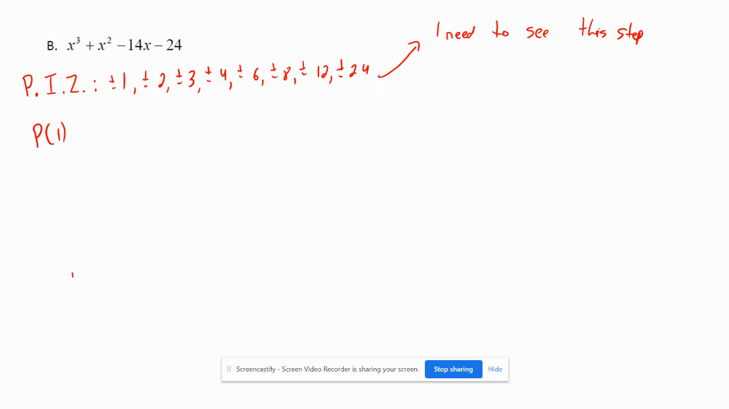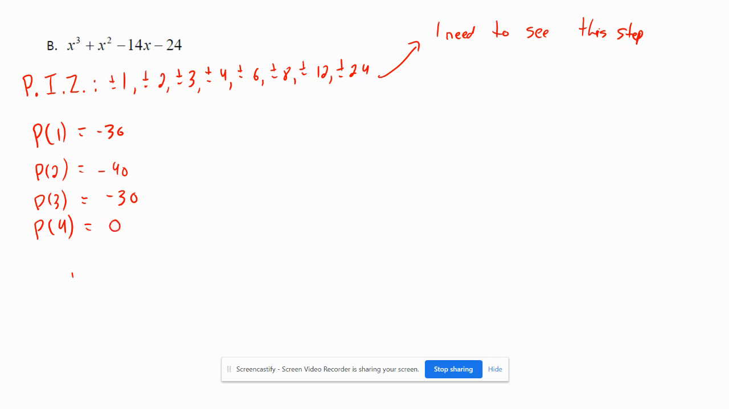So let's test 1. I go 1 cubed plus 1 squared minus 14 times 1 minus 24. This equals negative 36. I'm looking for an answer that gives me a remainder of 0, so this one does not work. Let's try 2. 2 cubed plus 2 squared minus 14 times 2 minus 24 equals negative 40. Let's try P of 3. Still didn't work. Let's try P of 4. This one does equal 0.